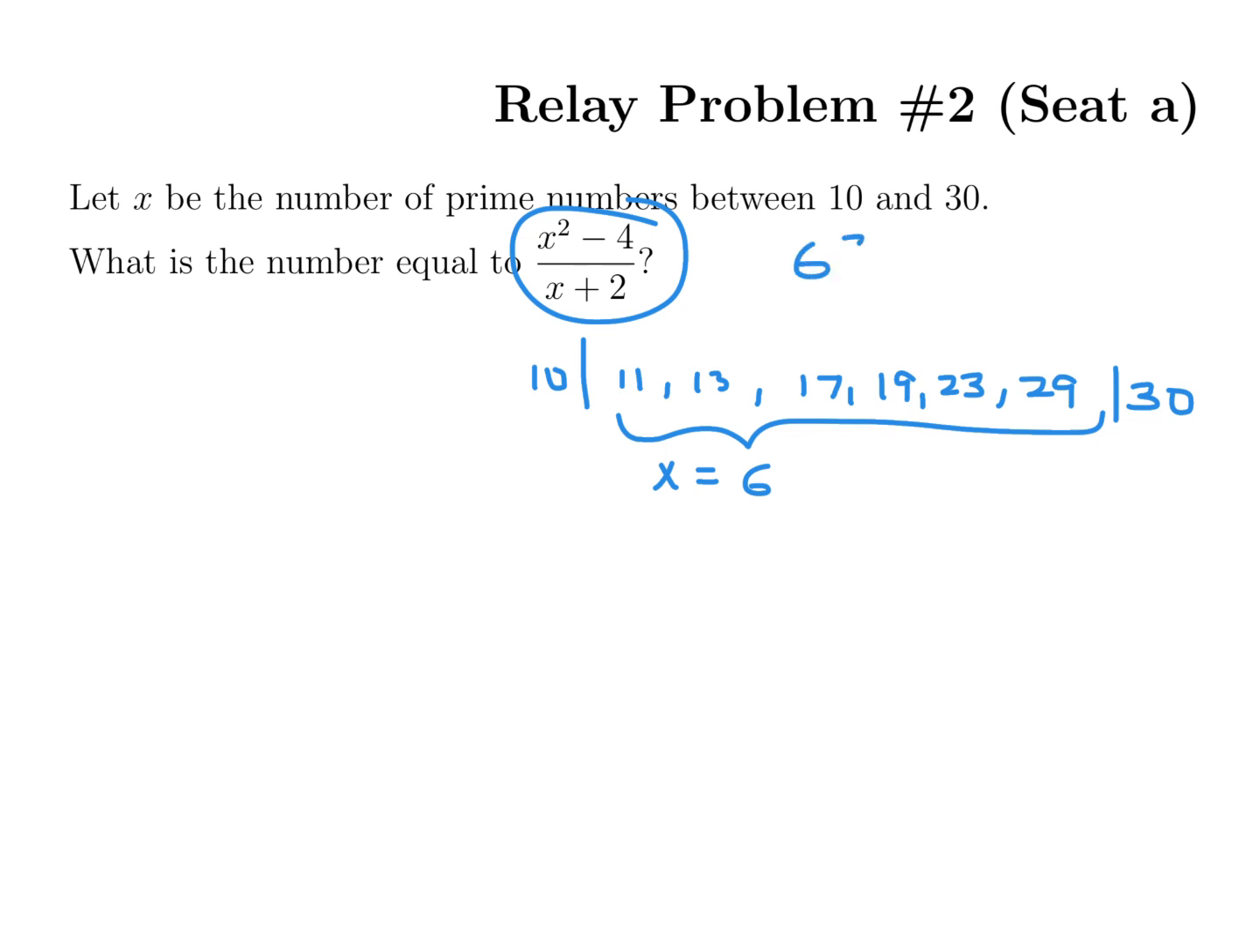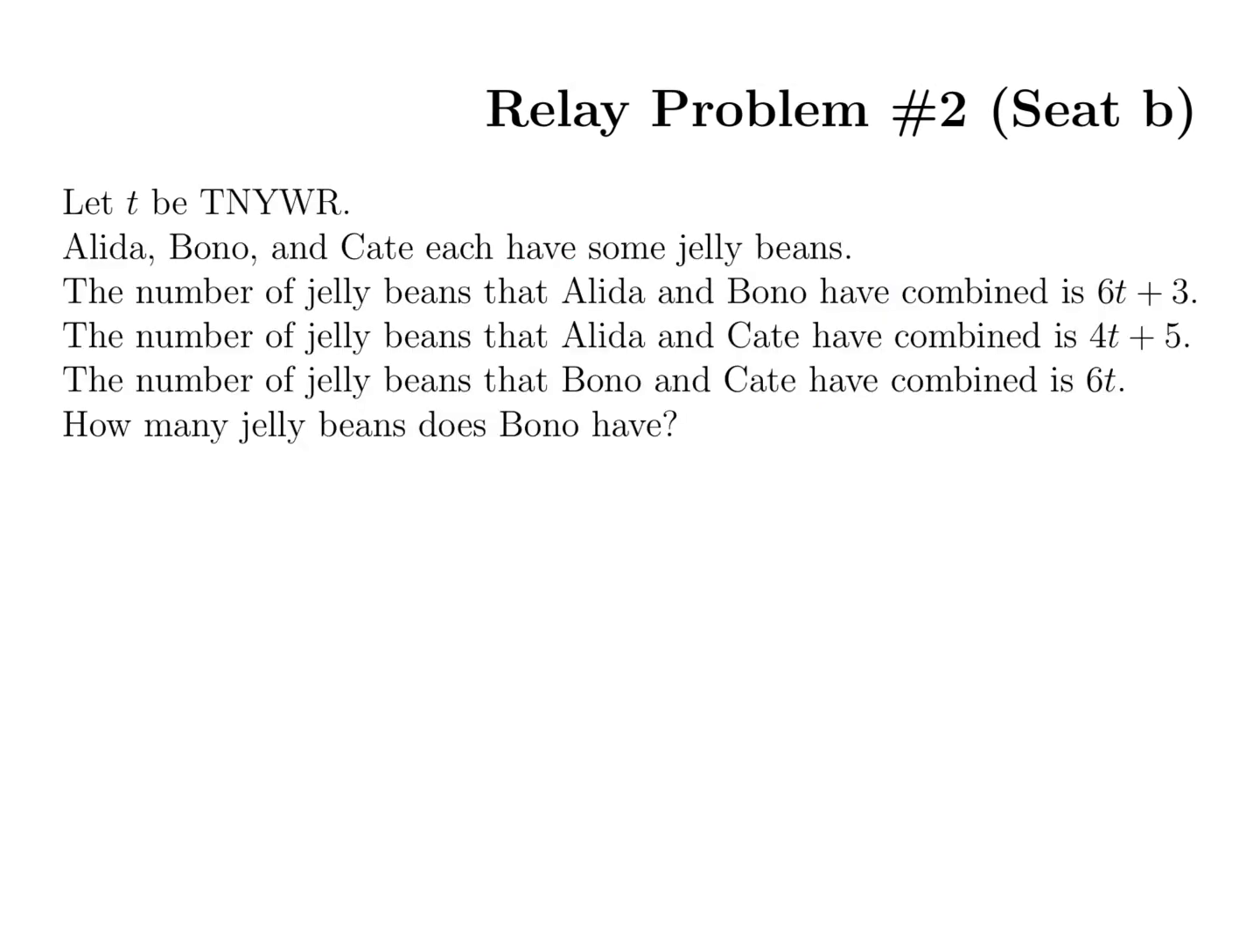So it'd be 6 squared minus 4 over 6 plus 2. And that's 32 over 8. And that, I believe, is 4. T is equal to 4.